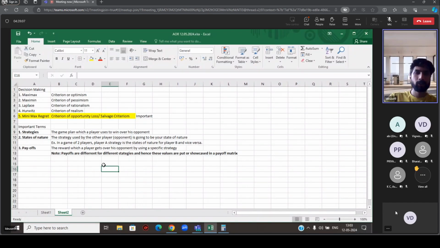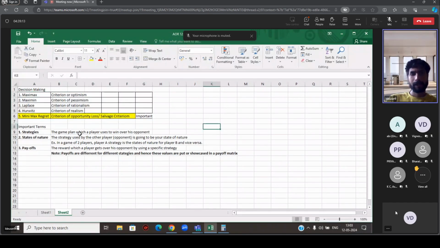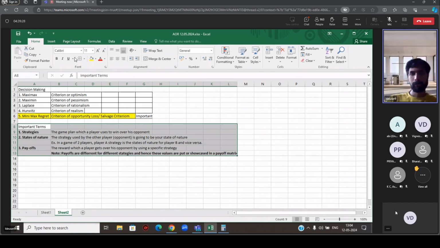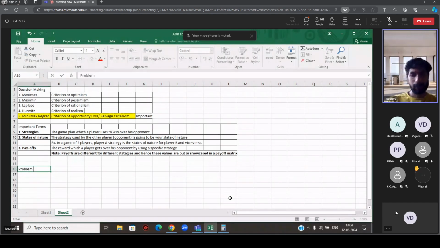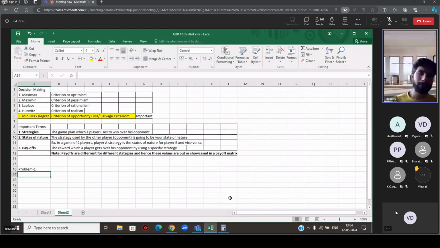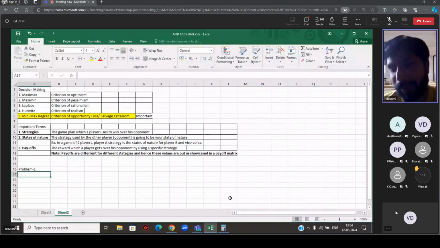Now let us go ahead and solve all these 5 things: maximax, maximin, Laplace, Hurwitz, and minimax regret, that is criterion of opportunity loss or salvage. These are the important terms which you have to remember if you have to solve problems in this. So now, as usual, no copying business. Problem 1. I'm going to take all problems which are given by you, I'm going to solve and we'll get the answer.